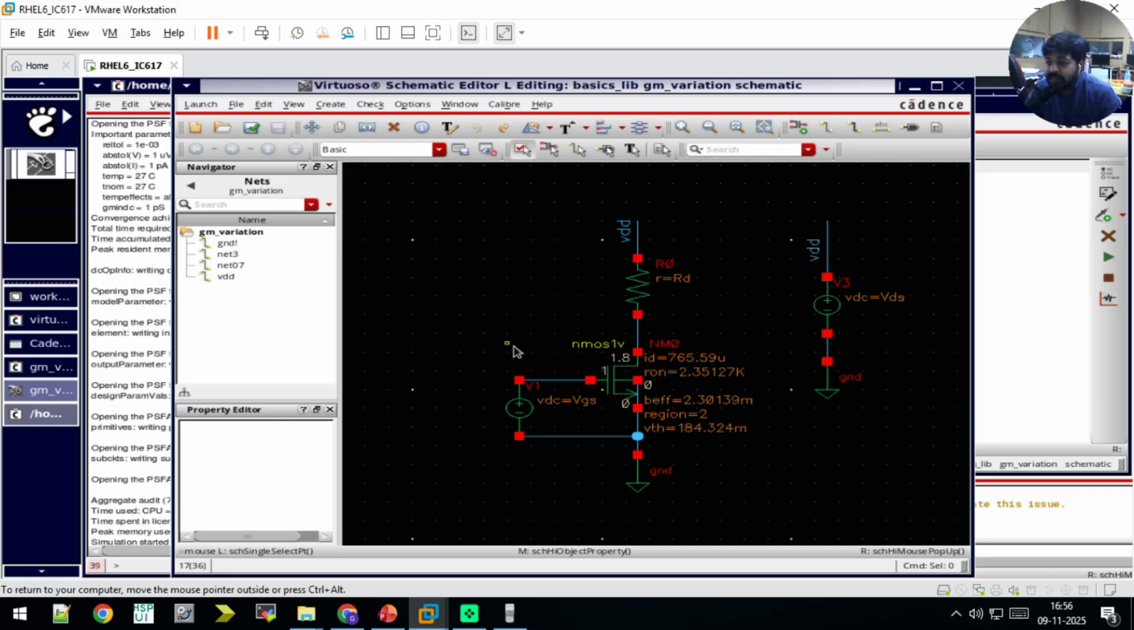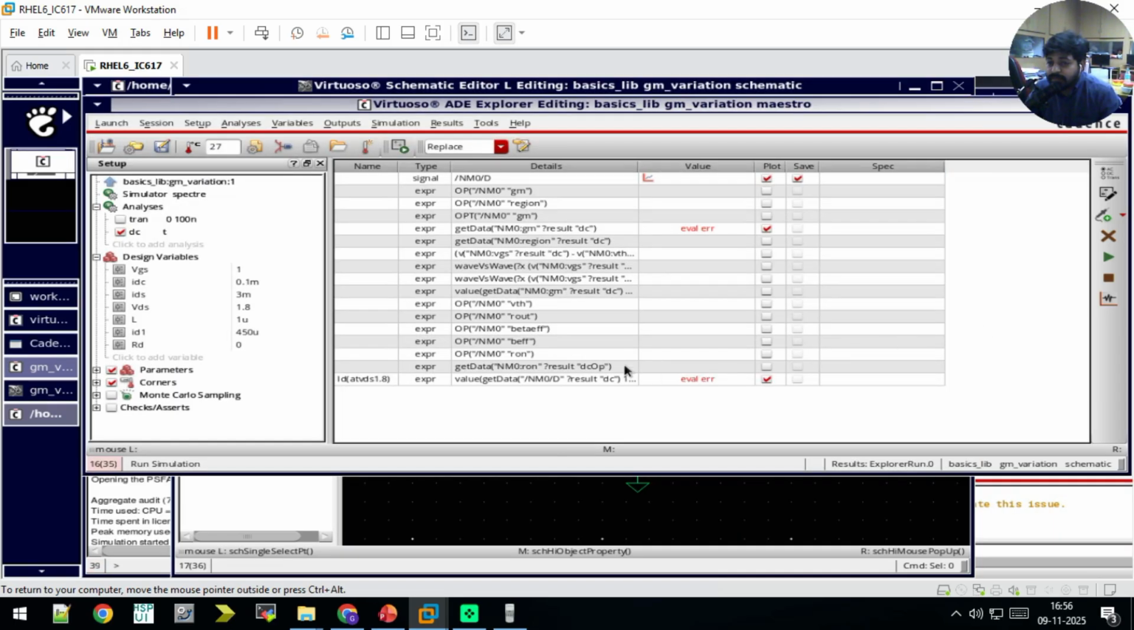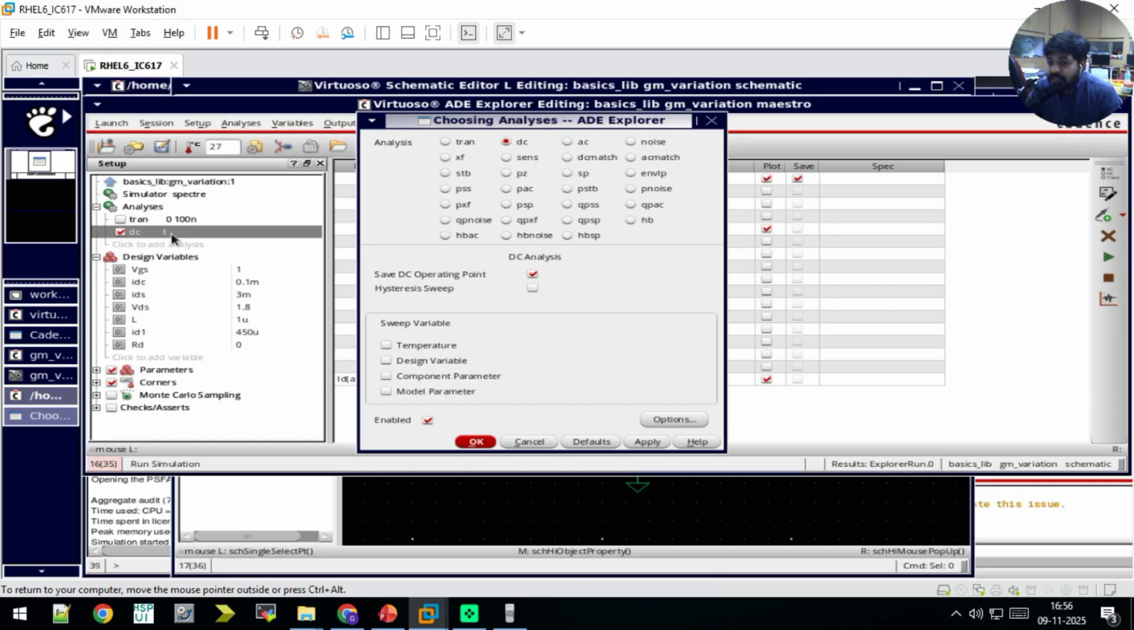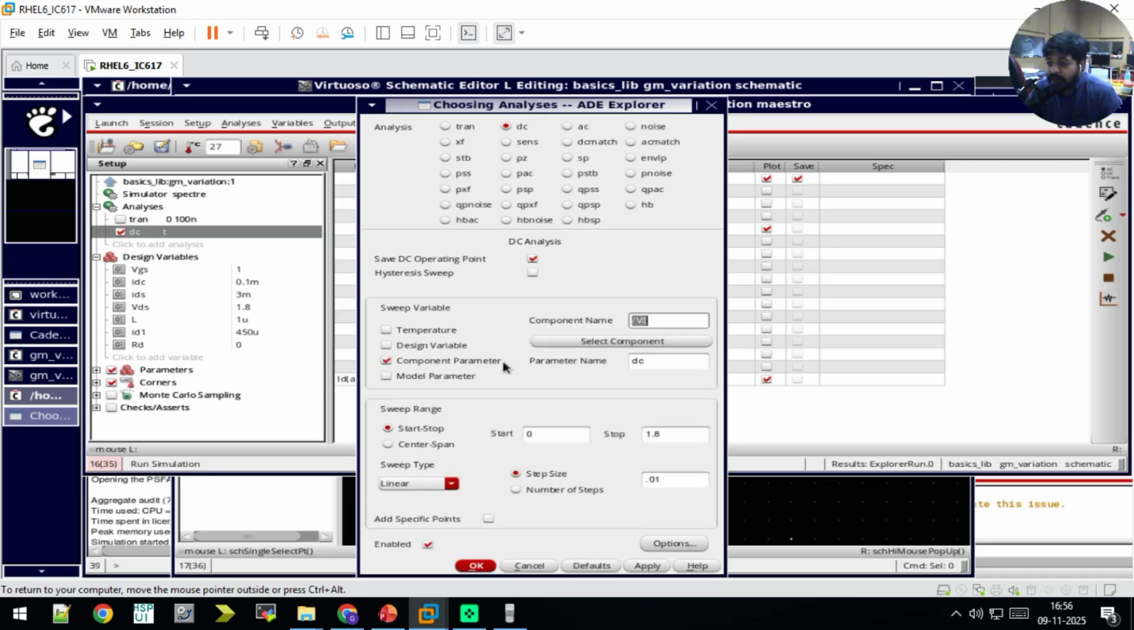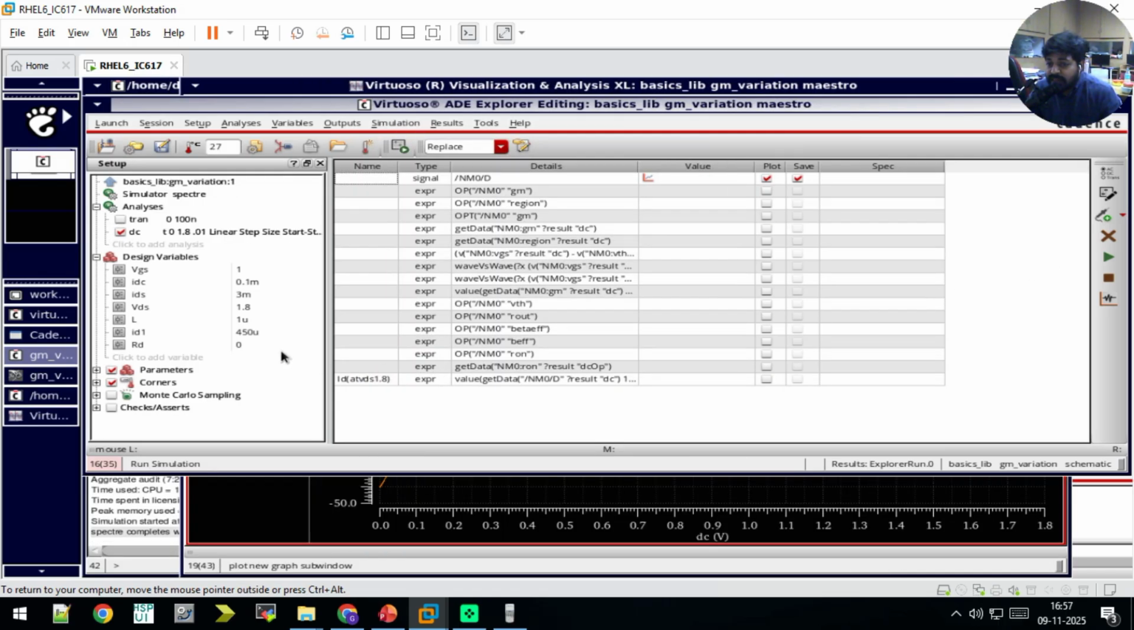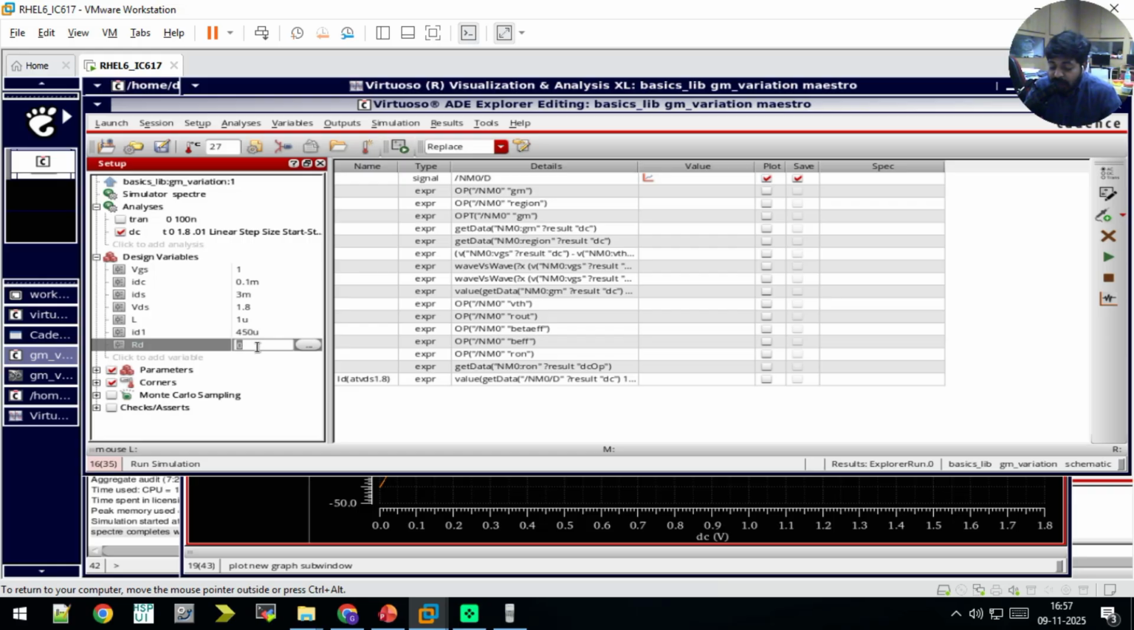As of now, we just verified the operating point. Now I'll see the DC sweep, the component parameter. I do the sweep for the different cases of RD, keeping RD equal to 100 ohms, 200 ohms, 300 ohms, and 400 ohms.